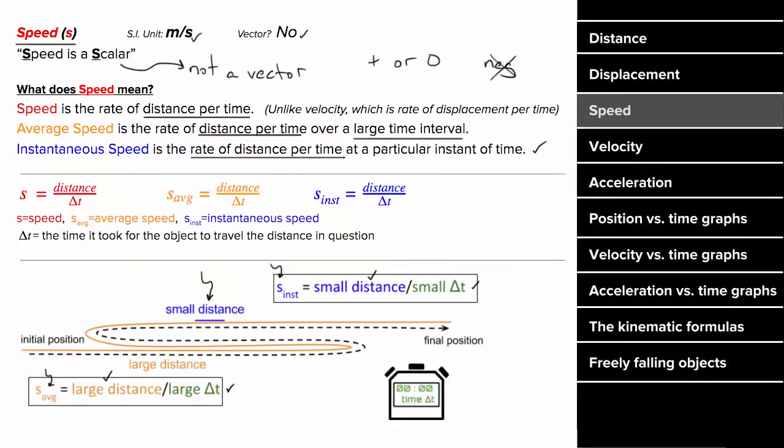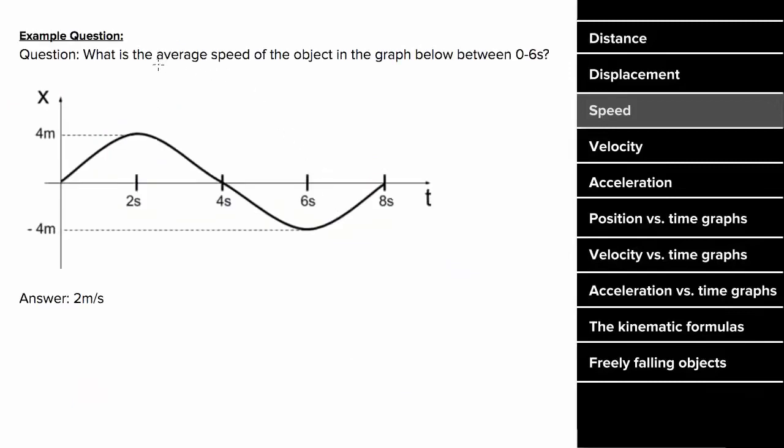What does an example problem for speed look like? If you had this graph and you wanted to determine the average speed between 0 and 6 seconds, you'd have to remember that average speed is the distance per time. The distance between 0 and 6 seconds would be 4 meters plus 4 meters plus another 4 meters, which would be 12 meters of distance. And the time it took to travel that 12 meters of distance was 6 seconds, which gives us an average speed of 2 meters per second.